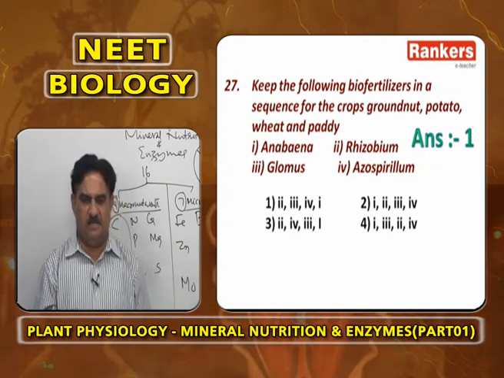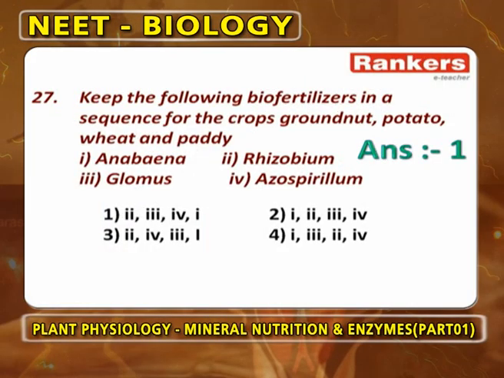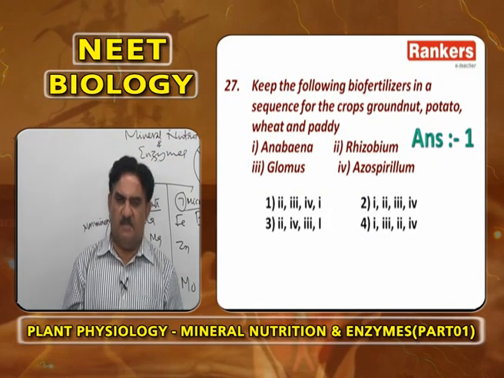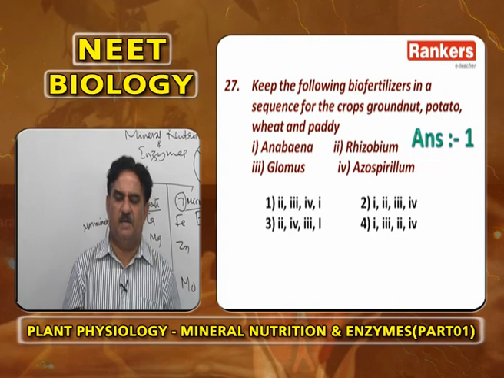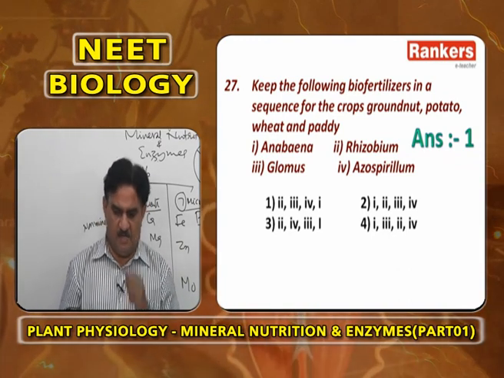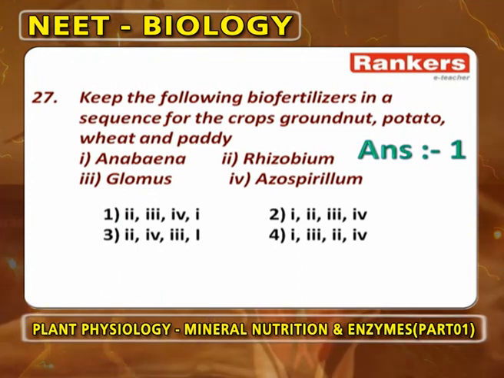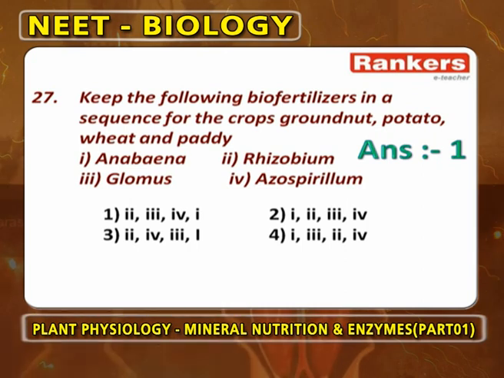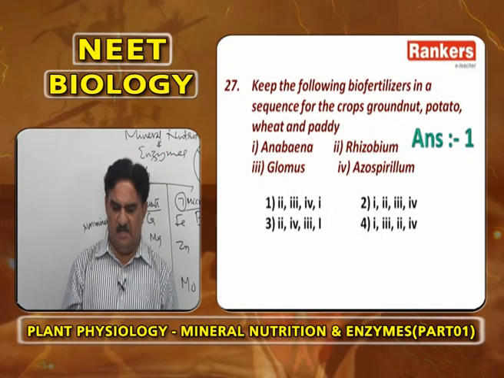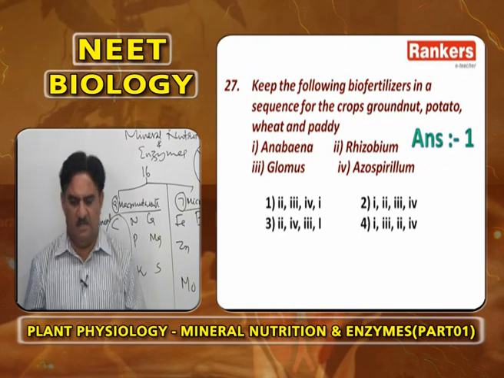For potato it is a mycorrhiza, that is Glomus, vesicular arbuscular mycorrhiza or arbuscular mycorrhiza. Wheat, the improvement in the crop in the wheat is done by Azospirillum. And Anabaena always increases the yield in paddy. That is called algalization according to Venkatraman. What is algalization? Growing Anabaena and Nostoc in the rice fields, increasing the yield, is called algalization.